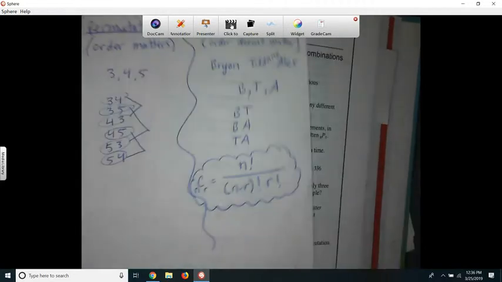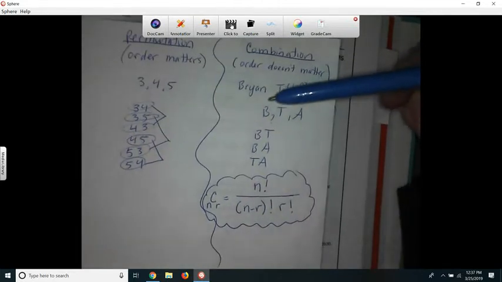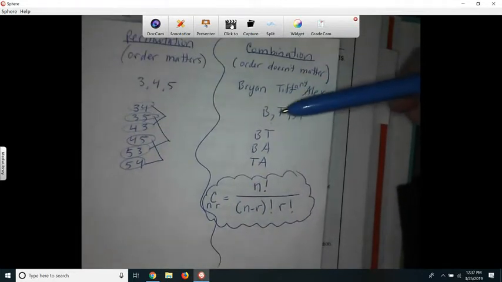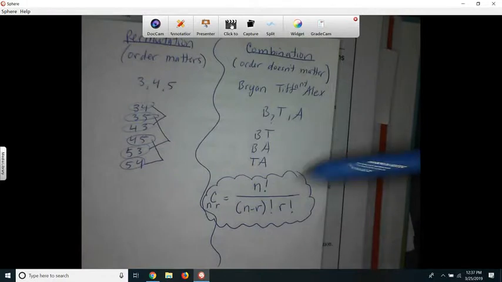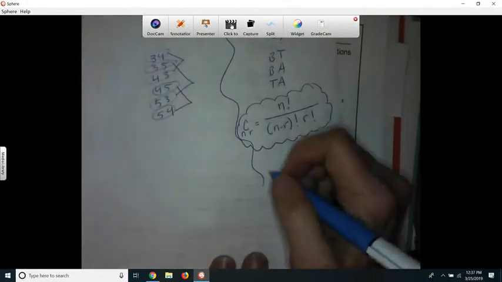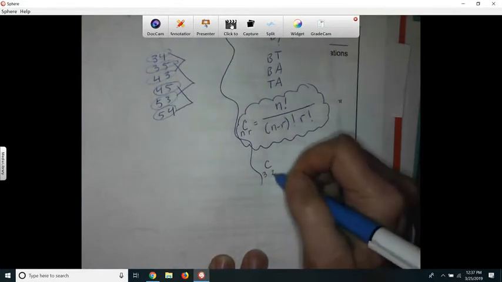What does that mean? That means n is how many different things there are. Like in this case, the things were people. There were 3 different people. And r is how many you're taking at a time, so that would be 2. So this would be the combination of 3 people taking 2 at a time.